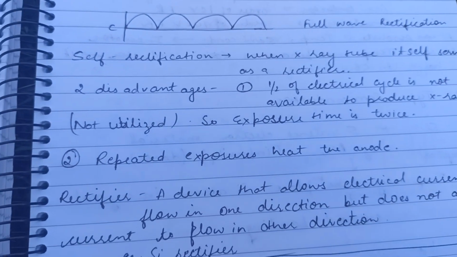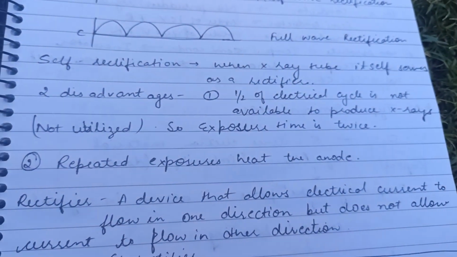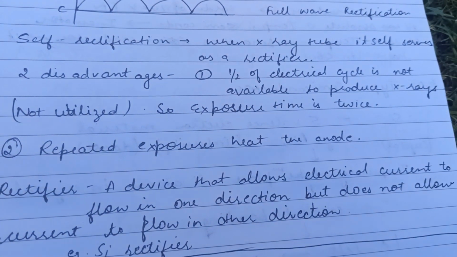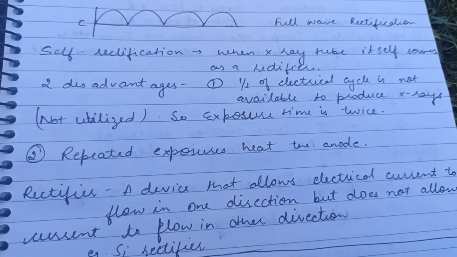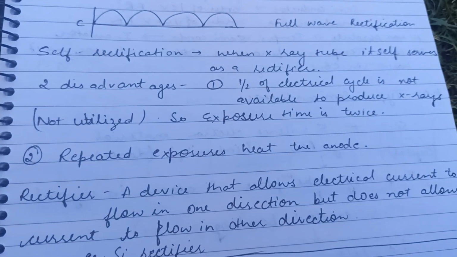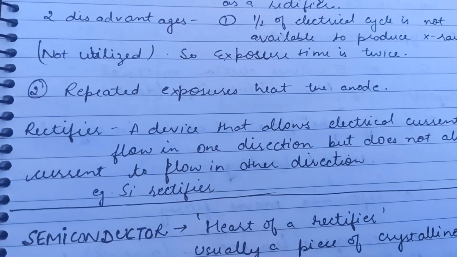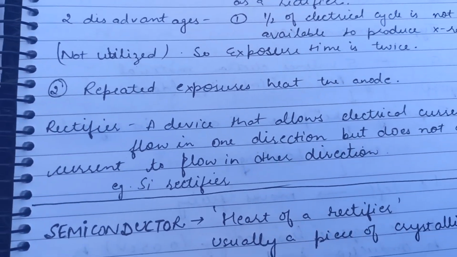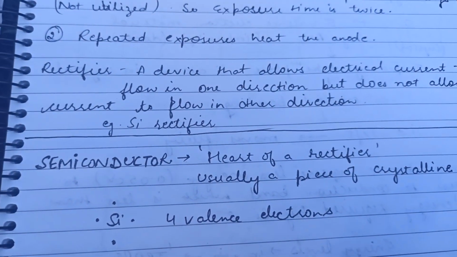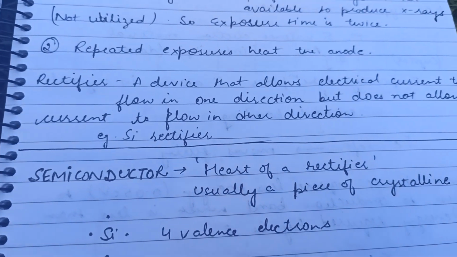So what is self-rectification? Self-rectification is when the X-ray tube itself serves as a rectifier. But there are two disadvantages. Firstly, half of the electrical cycle is not available to produce X-rays, therefore it is not utilized. And so the exposure time is increased, that is, it becomes twice. And repeated exposures heat the anode. Therefore, a rectifier is used. It is a device that allows the electric current to flow in one direction but does not allow current to flow in the other direction. Example, silicon rectifier.